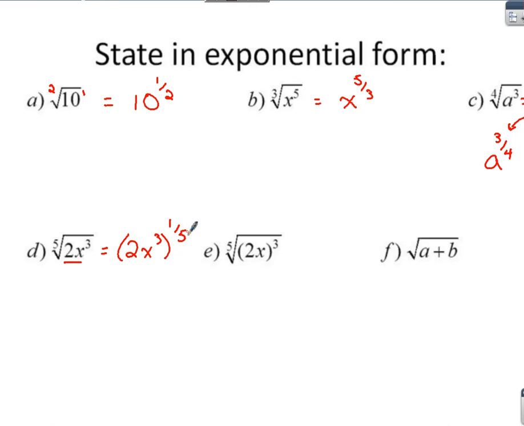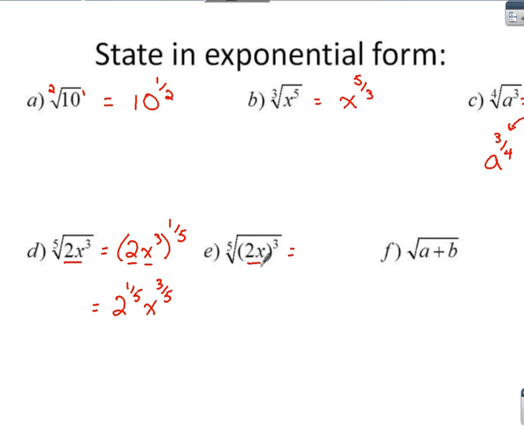What that will allow me to see, since I have 2 times x cubed here, is that I've got this 2 I can raise to the 1/5 power, and this x cubed that I can also raise to the 1/5 power. And if I use my power to power rule, I'd multiply the 3 and the 1/5 to get 3/5 back as the power. So 2 to the 1/5 times x to the 3/5, that would be the exponential form for part D.